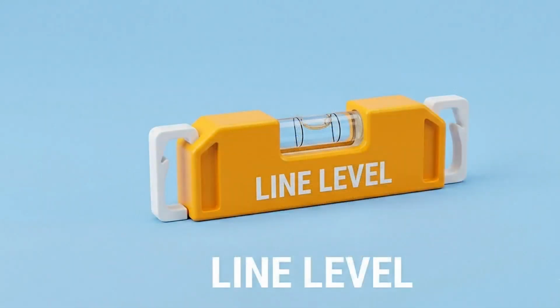A line level is a small spirit level that attaches to a string stretched between 2 points. It allows builders to check whether the string is perfectly level when laying foundations, constructing fences, building retaining walls, or landscaping. Despite its simple design, it provides reliable results for many construction tasks.